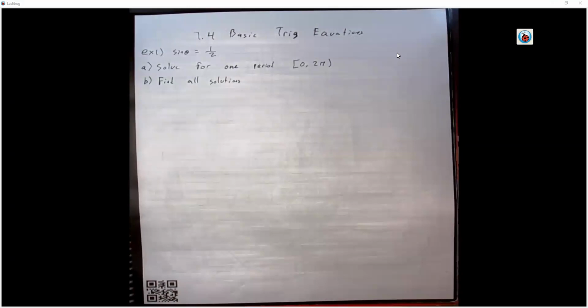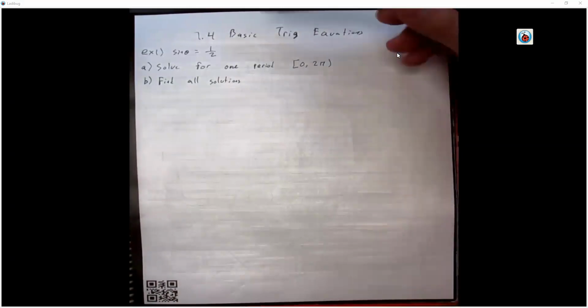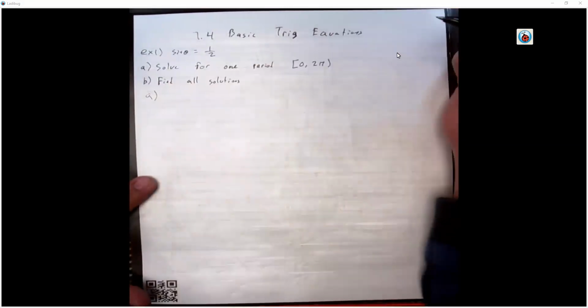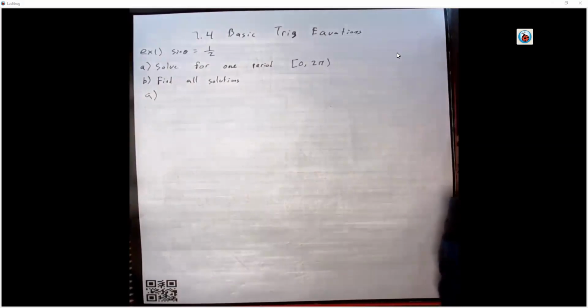All right. So sine theta equal to 1/2. That is on the unit circle, right? So we could use the circle, or we can use the inverse functions. So let's do part A first. Let's go ahead and use the inverse functions because it doesn't have to be equal to a nice number that is on the circle.